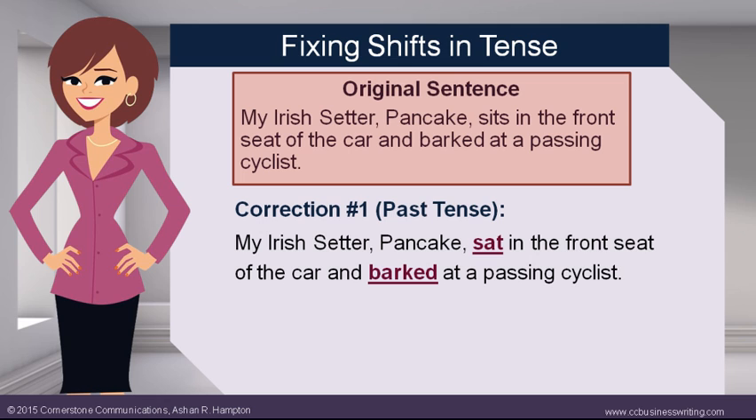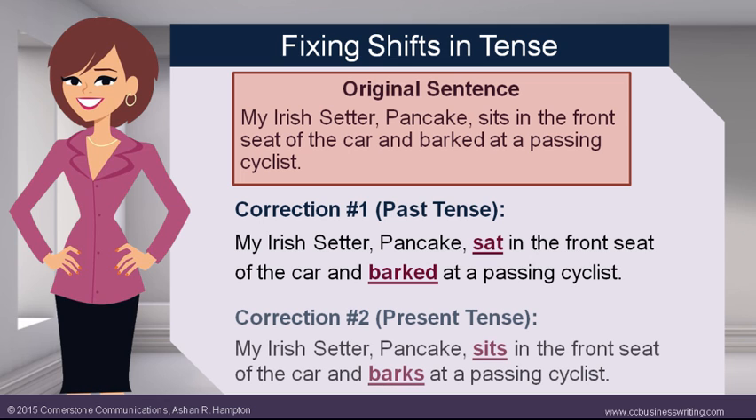Here's a second way you can correct this sentence. My Irish setter, Pancake, sits in the front seat of the car and barks at a passing cyclist. So, you're telling it in present tense, in real time. So once again, in order to fix shifts in tense, choose one verb tense and make all of your verbs agree with that verb tense.